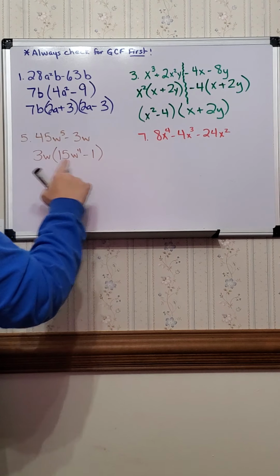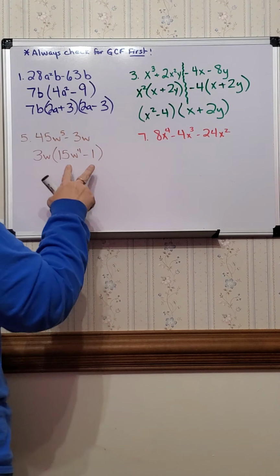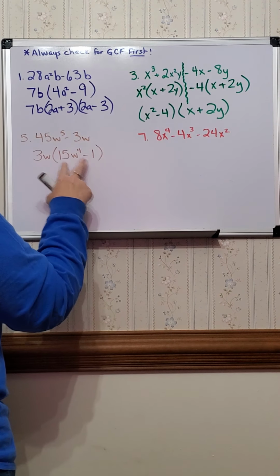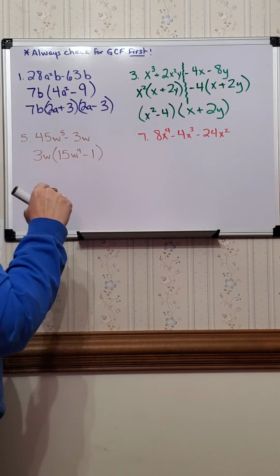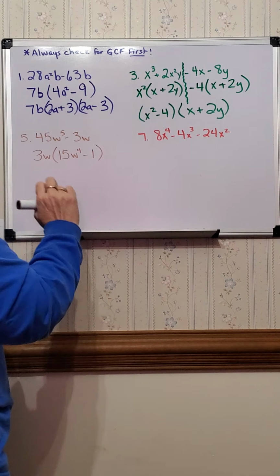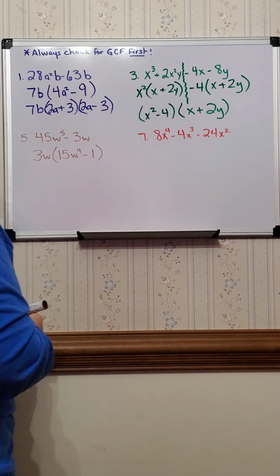So now I look at this. I've got 2 terms in there, so I have to say, is this a difference of squares? 15 is not a perfect square, so I am done. I can't do anything else to that one.